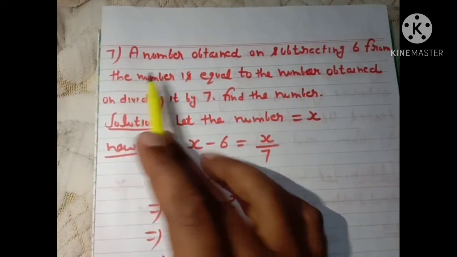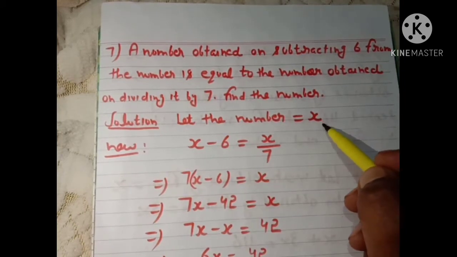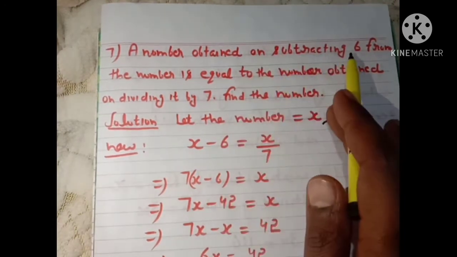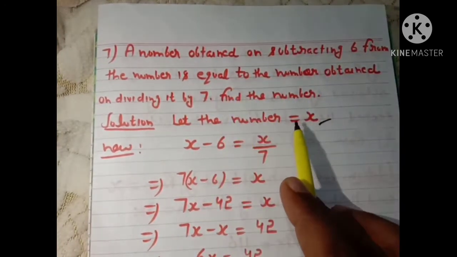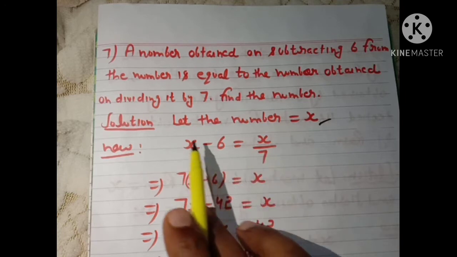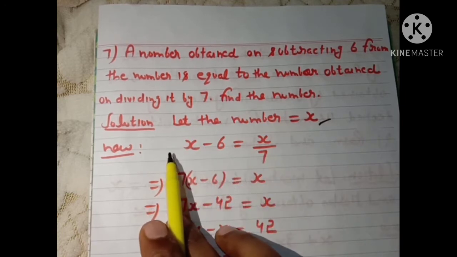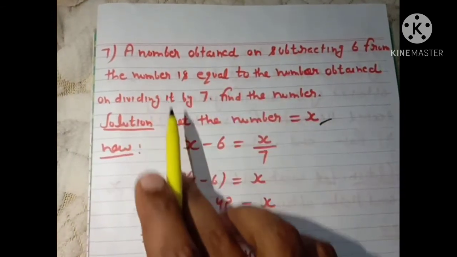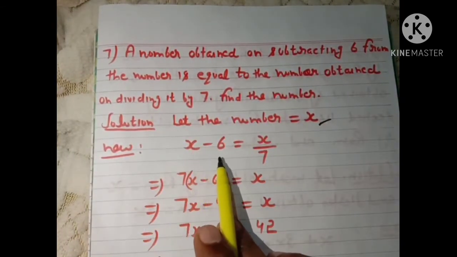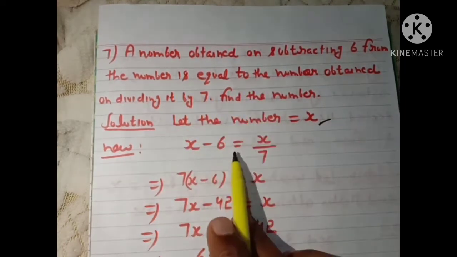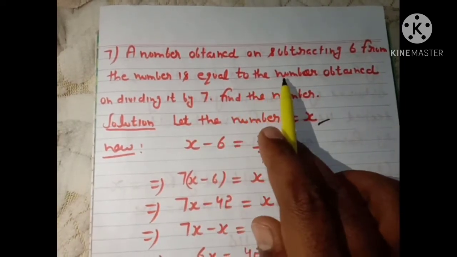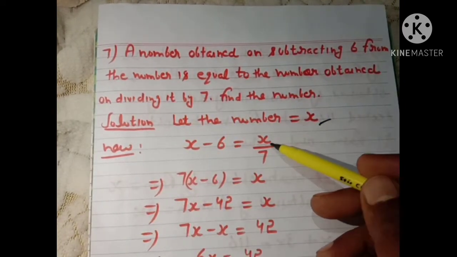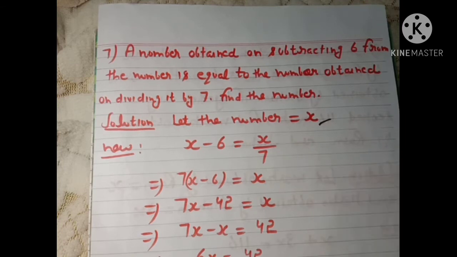Okay, now see. As we know that we had supposed that the number is x, and now a number obtained on subtracting 6 from the number means now we have to subtract 6 from this number. So on the left hand side it will become x minus 6, because we have to subtract 6 from the number. So it will become x minus 6, then is equal to, so write down here equal to, that is the number obtained on dividing it by 7, means we have to divide this number x by this 7.